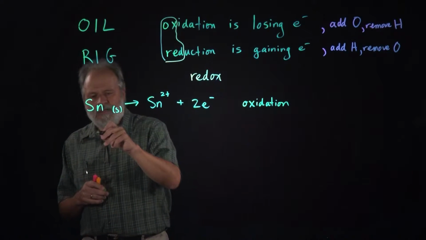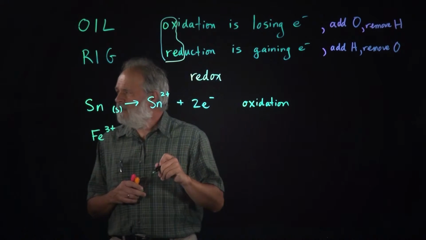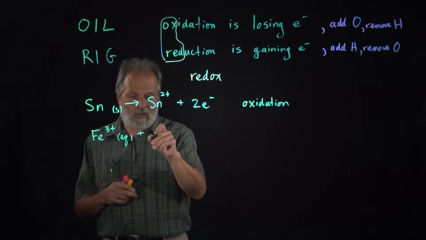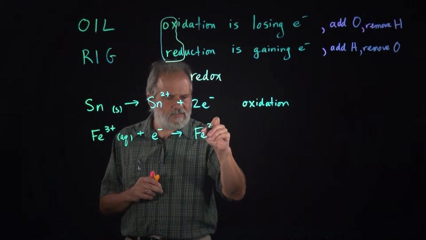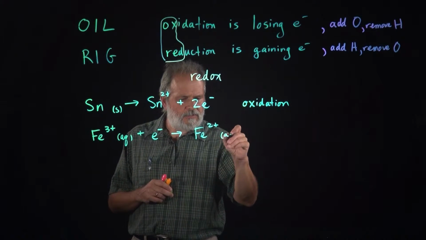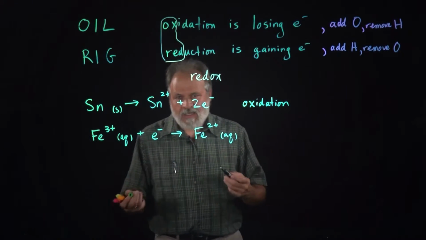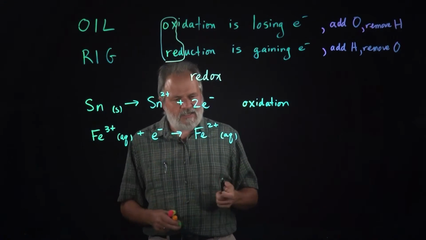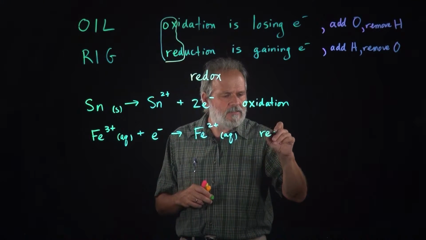All right. Let's look at another sort of thing. Let's suppose iron 3 cation is in water, and we add 1 electron to it to become iron with just a +2 charge, also in aqueous solution. Now, iron 3 is iron missing 3 electrons, and now it's gained 1, now it's only missing 2, so it has a +2 charge. So this is a reduction.